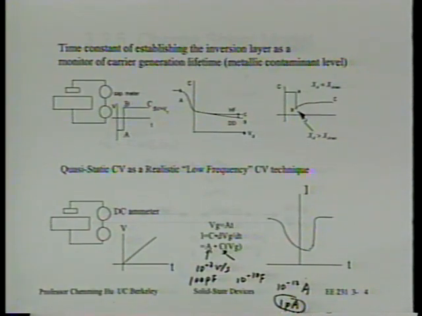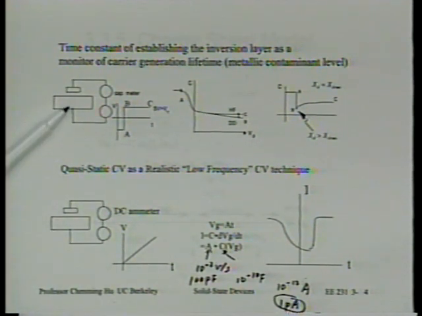Okay, another concept of capacitance measurement, and something that's usually done in practice, is a step change in voltage. This is usually done in the wafer fab. We want to have some monitor to see the quality of the substrate, whether there's an unusually large density of impurity in the substrate. And this impurity may be introduced by contamination of the furnace.